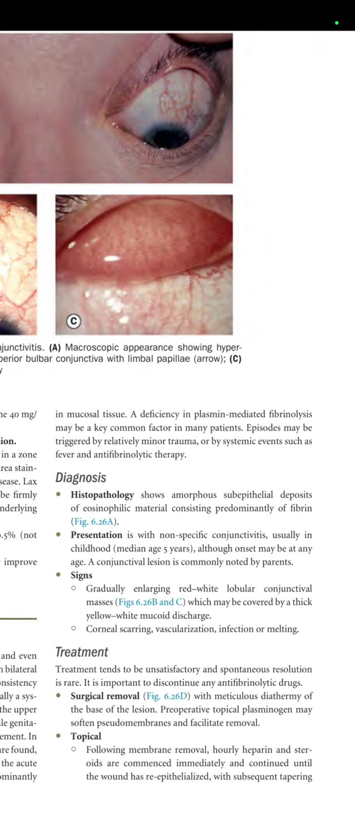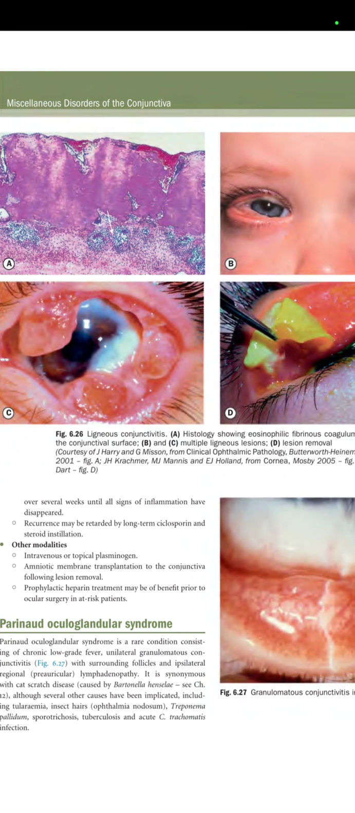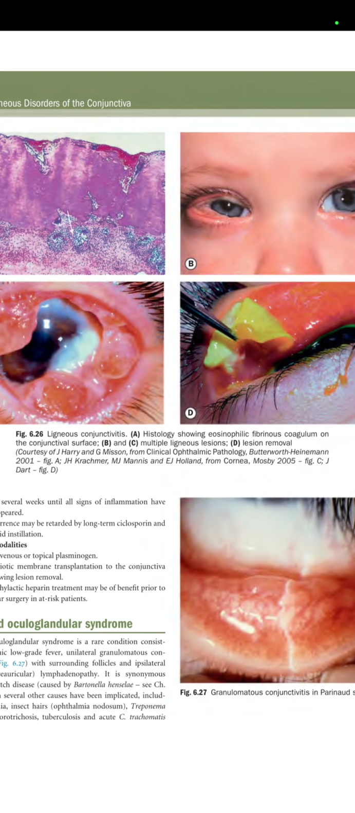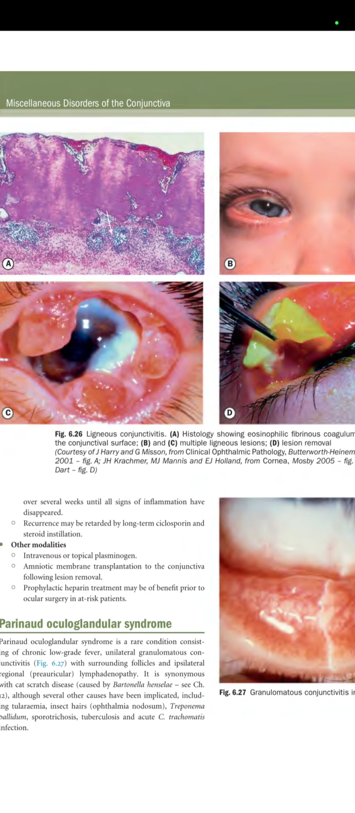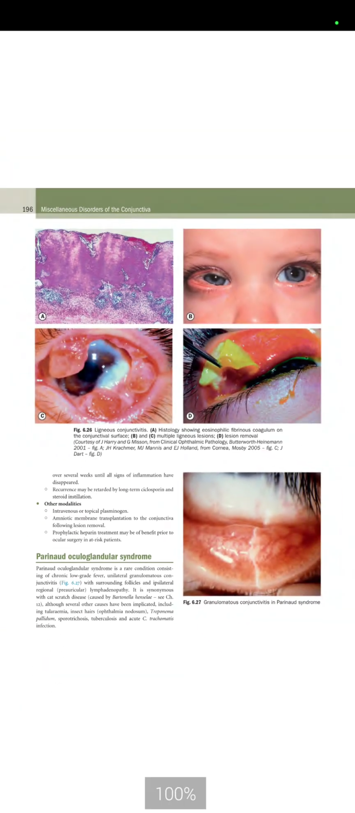Diagnosis: histopathology shows amorphous subepithelial deposits of eosinophilic material consisting predominantly of fibrin. So you can see figure 6.26a. So this is ligneous conjunctivitis. A is histology showing eosinophilic fibrinous coagulum on the conjunctival surface. So you can see this is the surface of the conjunctiva, and you can see the eosinophilic fibrin component.